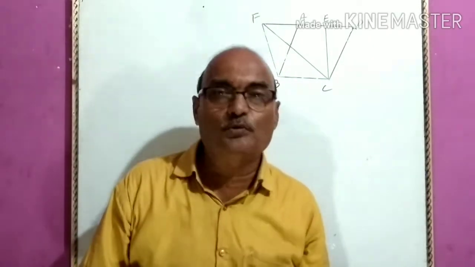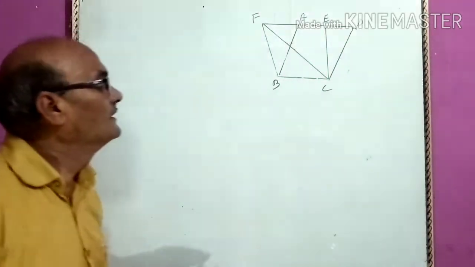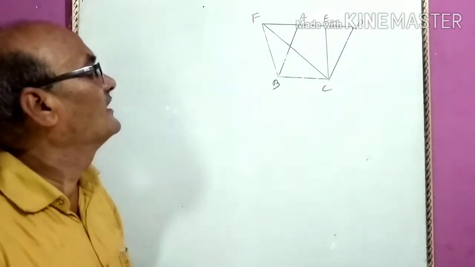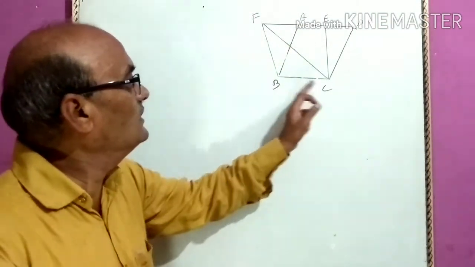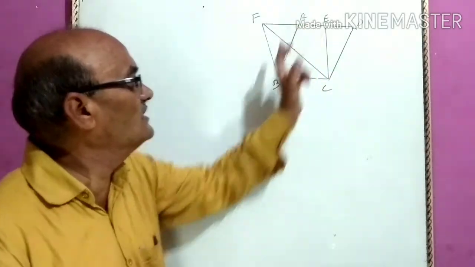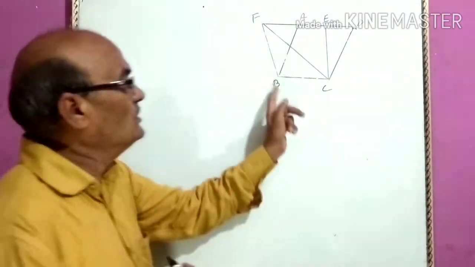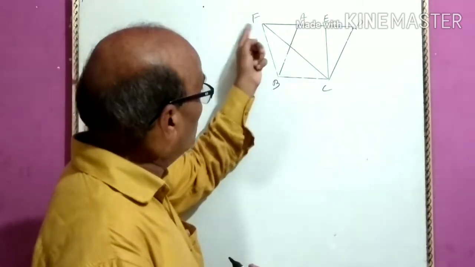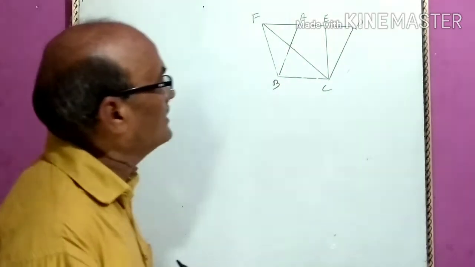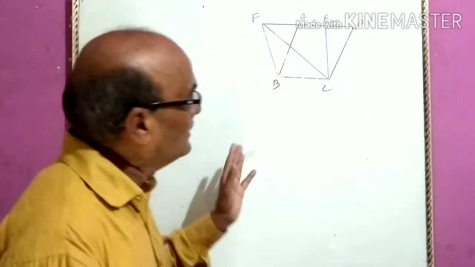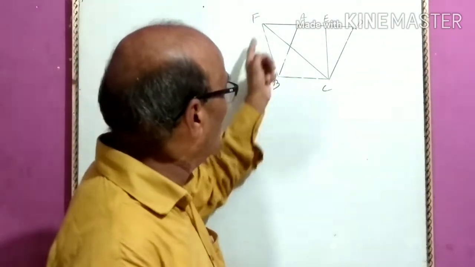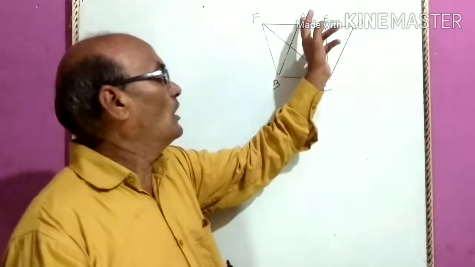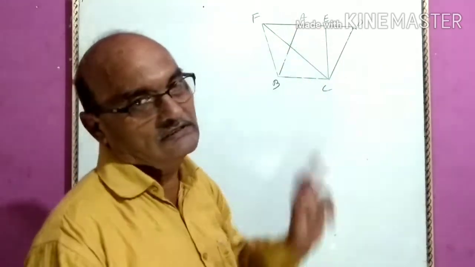Now, I am going to prove the second one. Here, FBC is a triangle and ABCD is a parallelogram. ABCD is a parallelogram having base BC. FBC is a triangle having base BC. Then I have to prove that area of triangle ABC is equal to half of the parallelogram ABCD. Okay.